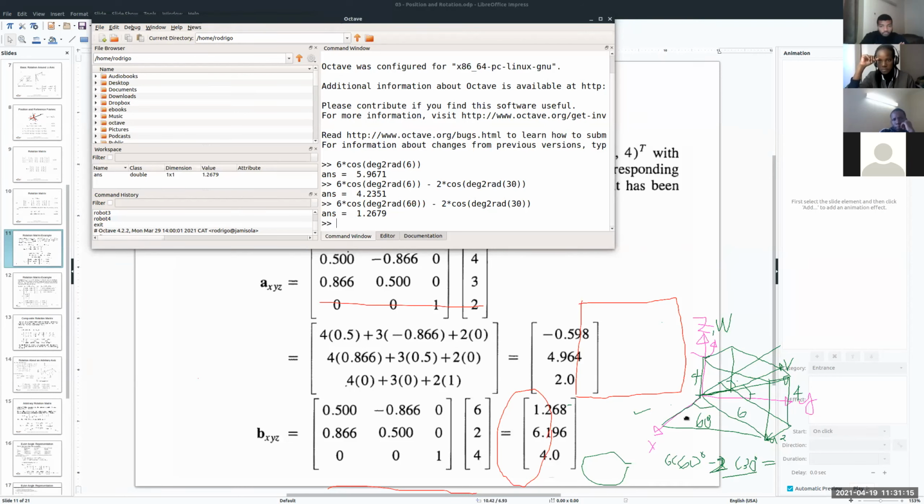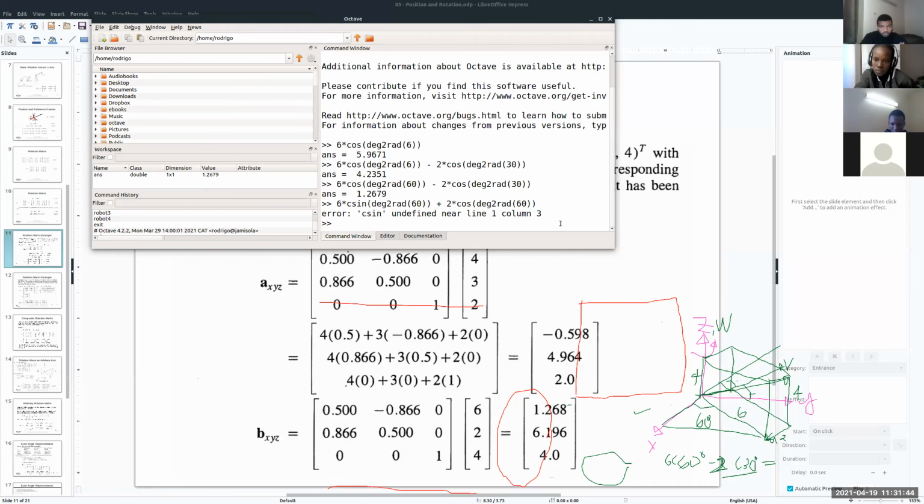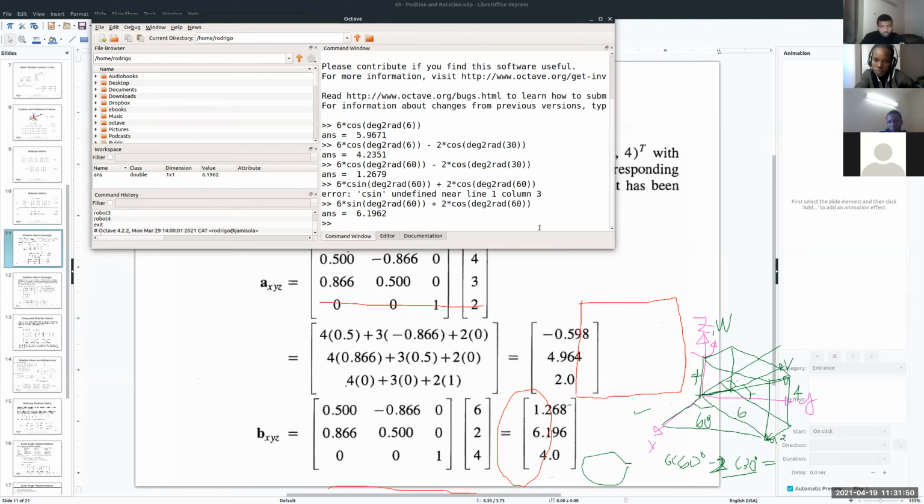So if you have 6 now, instead of cosine, because you're going to compute with respect to y, that's 6 times sine of 60, and then the 2 is now cosine of 60, plus 2 times cosine of not 30, but 60. So this is sine of 60. Okay, 6.19 there. So that's how you compute.